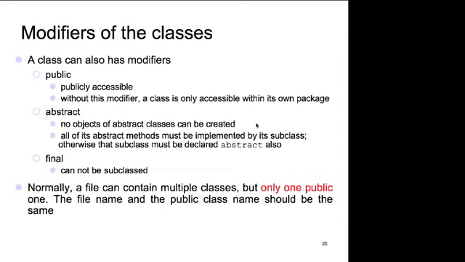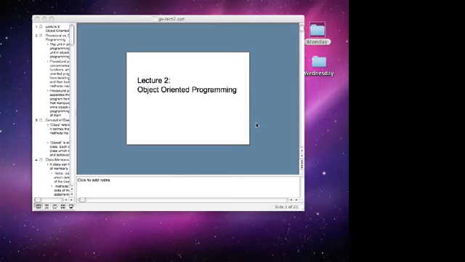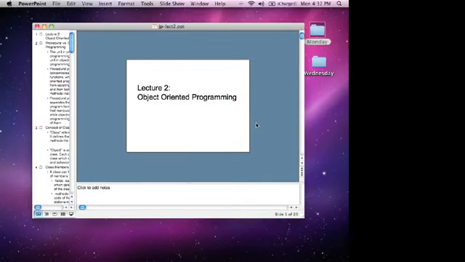That is correct. So normally a file can contain multiple classes, but only one public one. Well, we're not going to use multiple files in this class, so we're never going to have to worry about that, actually. There are some people that do prefer to put everything all in one file. They're old C++ programmers who have converted to Java.